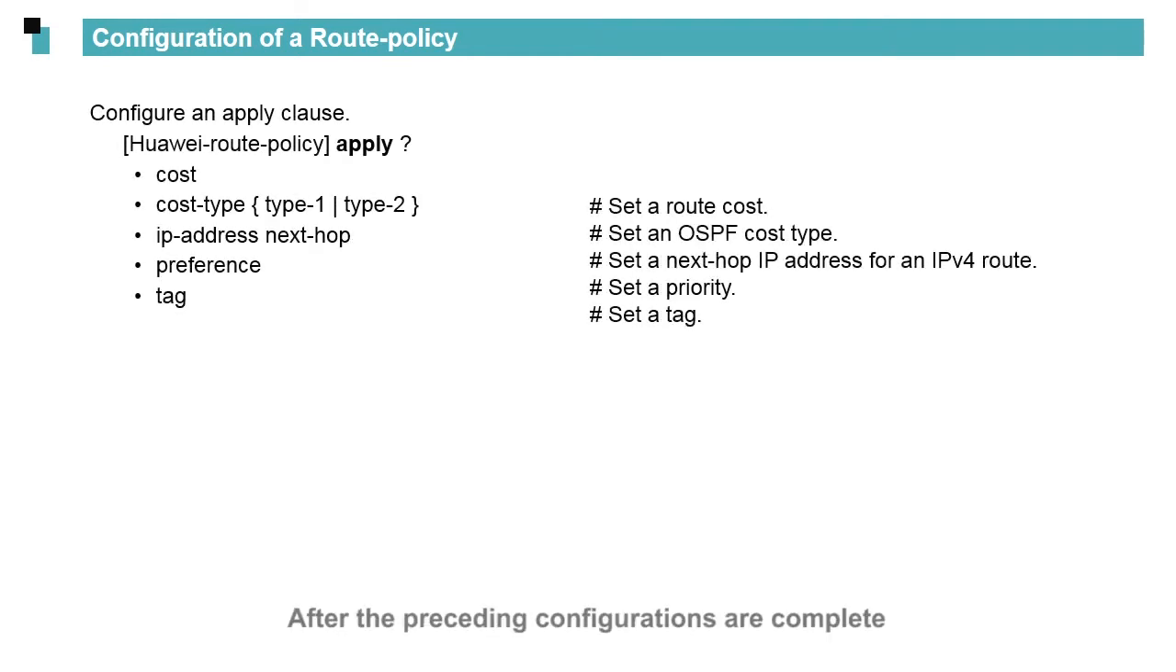After the preceding configurations are complete, we can configure an apply clause. Apply clauses can be used to change information carried in the route, such as the route cost, OSPF cost type, or next hop IP address.